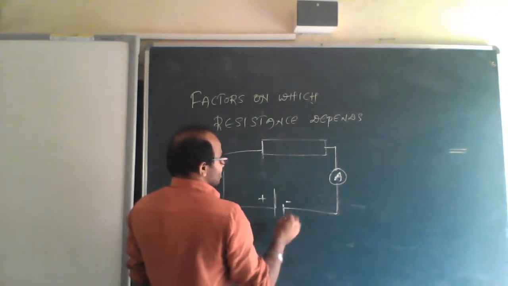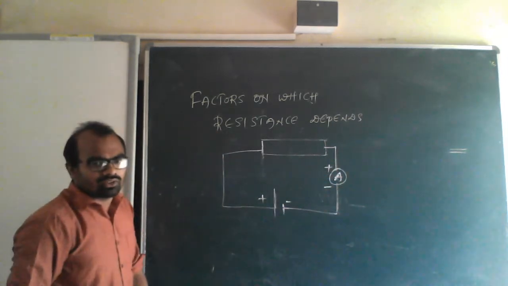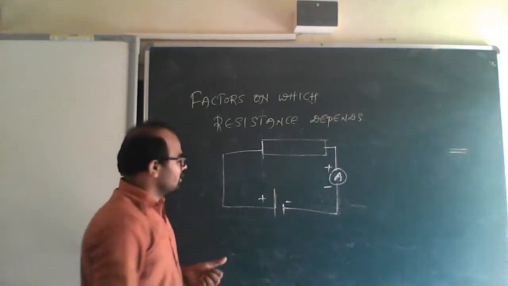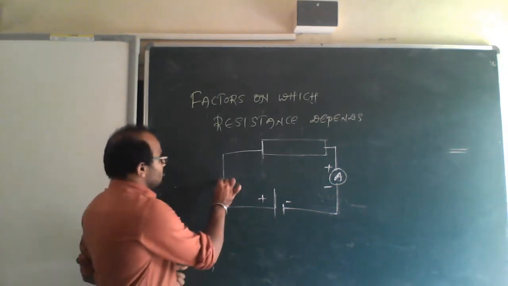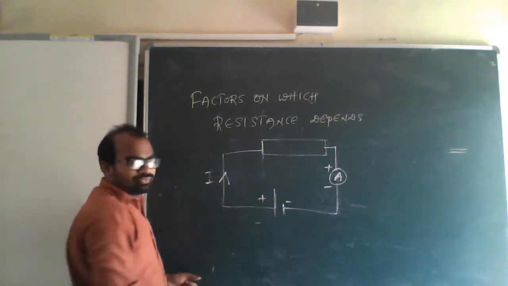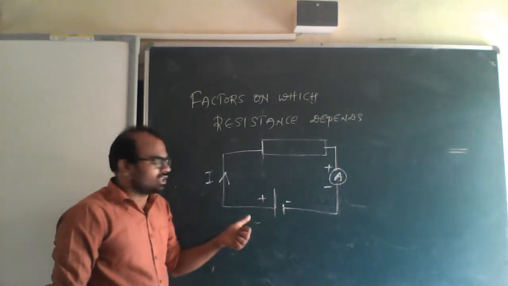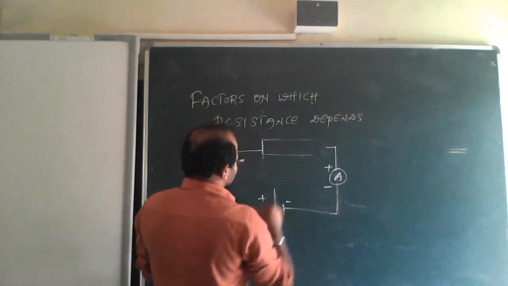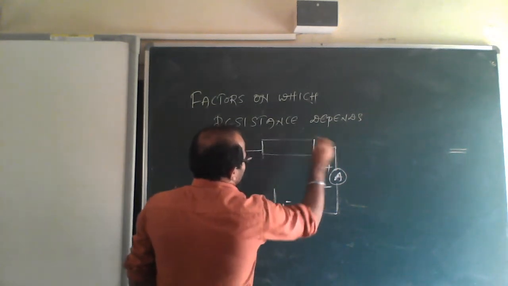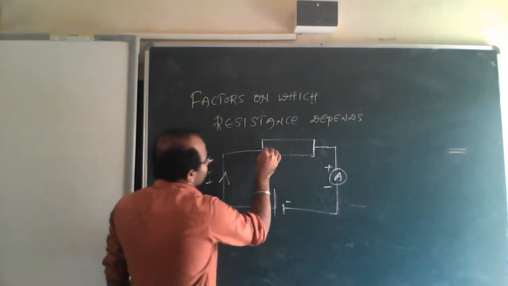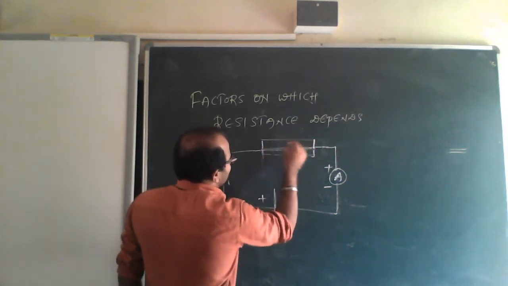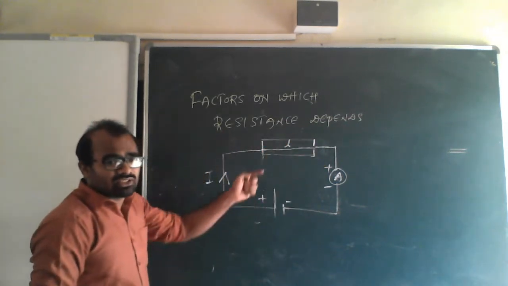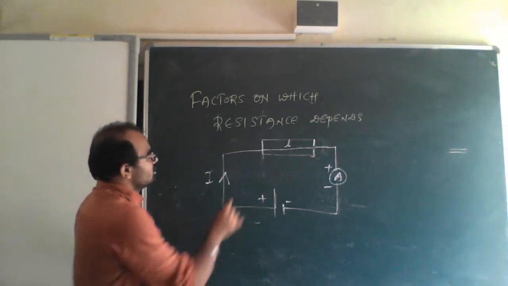I connect the ammeter to measure the current. What is the purpose of an ammeter? It is the device used to measure electric current in the circuit. The direction of I is always from positive to negative. Conventional flow of current is from the positive terminal of the battery to the negative terminal. So this is our circuit, and here the conductor is present. Suppose I put a wire of length L, say a nichrome wire. This is our first condition.